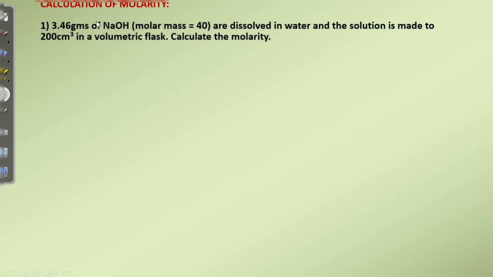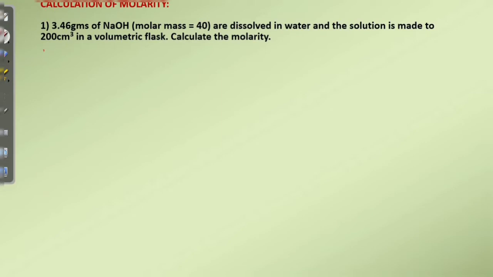We are going to calculate molarity directly from the formula. Let us read the problem first. 3.46 grams of sodium hydroxide, its molar mass is given as 40, are dissolved in water, and the solution is made up to 200 centimeter cube in a volumetric flask. Calculate the molarity. Whenever you are doing a problem, first take down the given data so that it will be easy for you to do the problem.